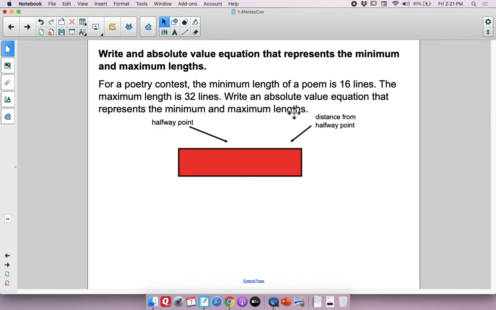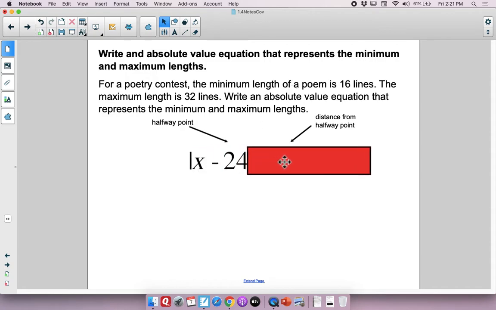Okay, well, what's the halfway point between 32 and 16? Well, one way to do that is to say they're 16 apart, so I could either add 8 to the smaller one or subtract 8 from the larger one, and I get 24. Or another way, some of you might have seen, was to get the mean of those. 32 plus 16 is 48, divided by 2 is 24. So our halfway point would be 24.